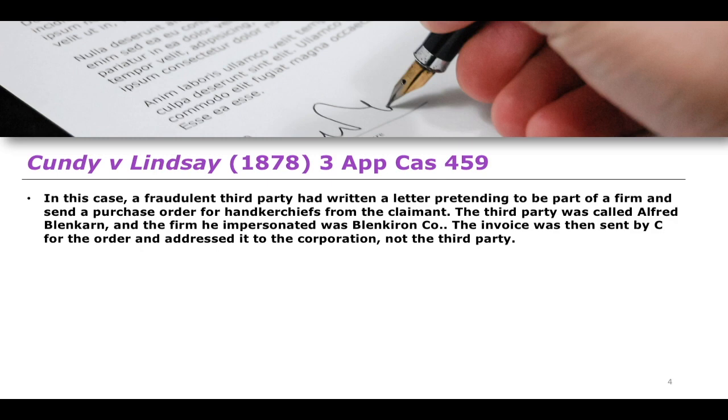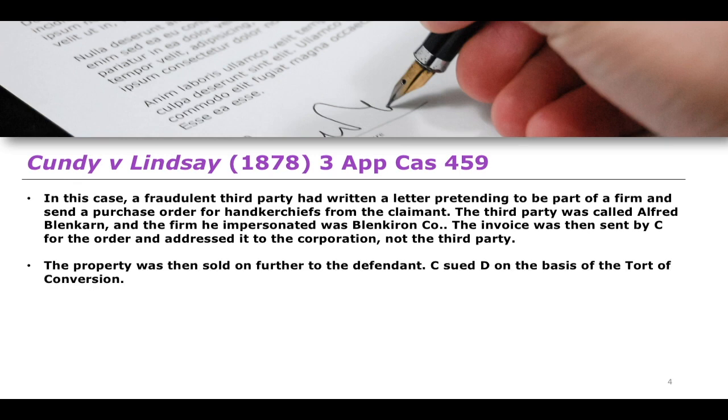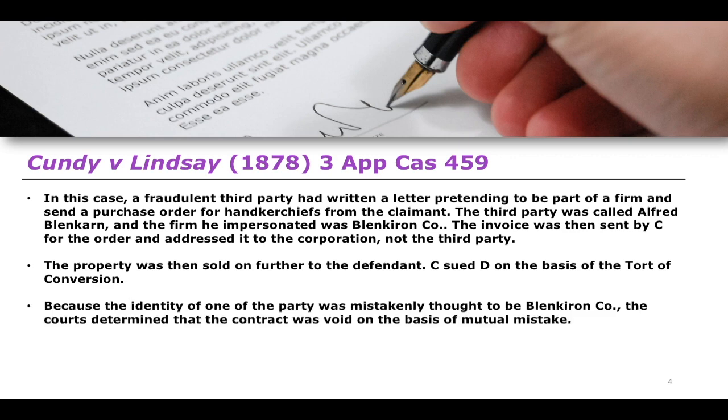The third party was called Alfred Blencarn, and the firm he impersonated was Blenchiron Incorporated. The invoice was sent by the claimant for the order, and it was addressed to the corporation, not the third party. The property was then sold on to a further defendant, at which point we see a litigation taking place where the claimant sues the defendant on the basis of the tort of conversion.